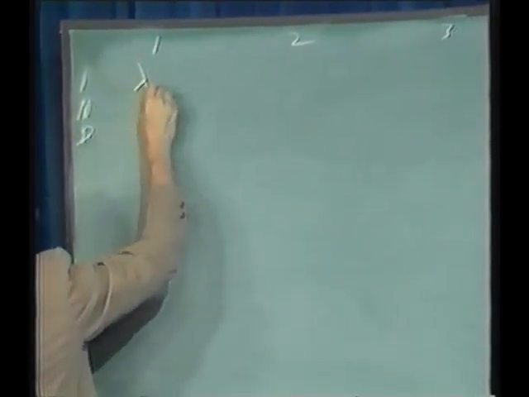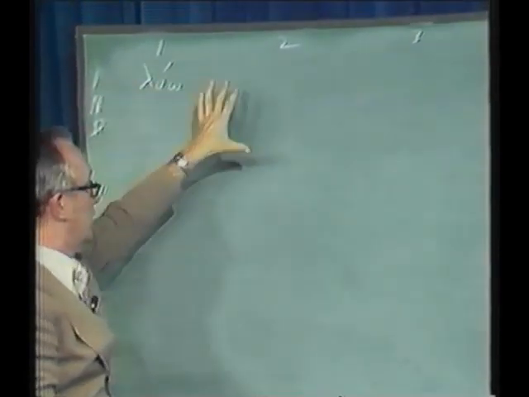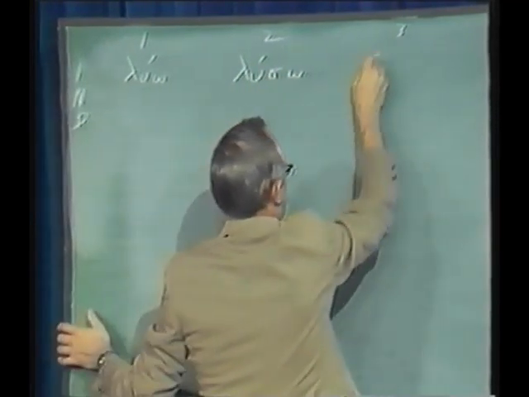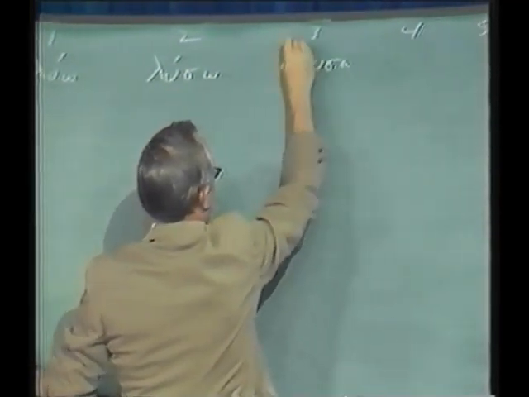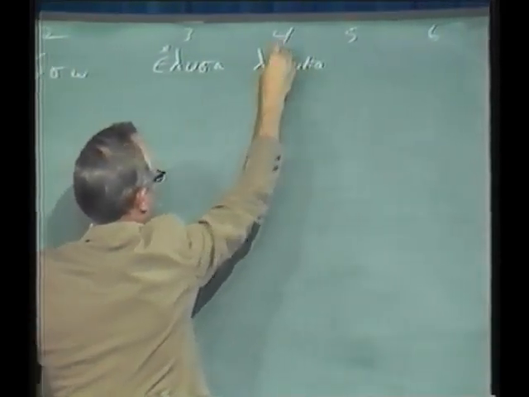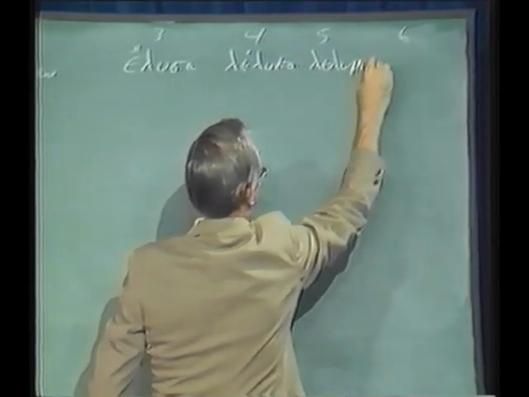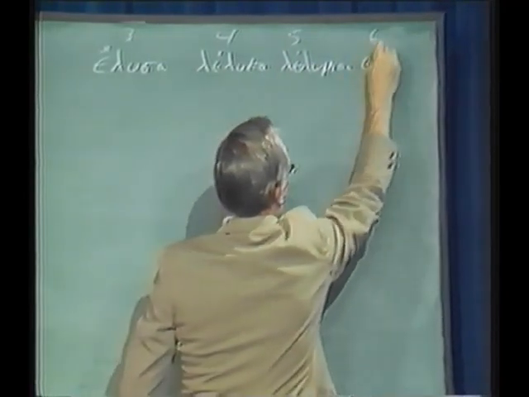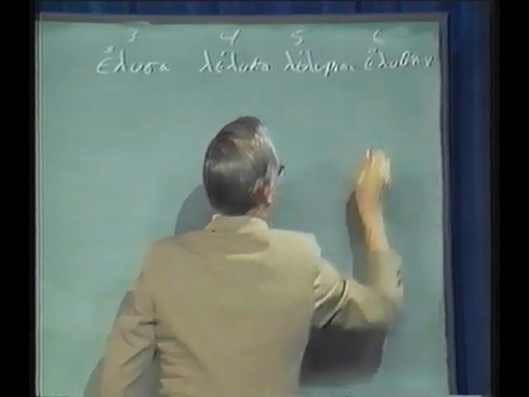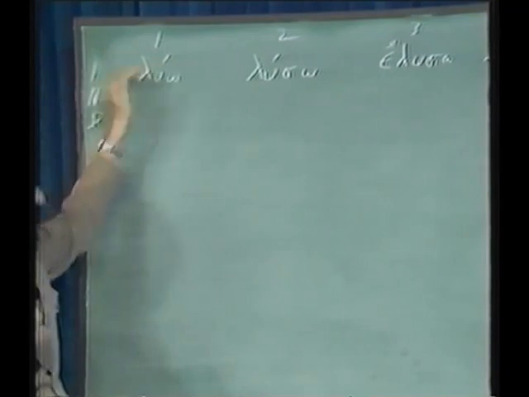We had Leo. Once I know the present tense Leo, and once I know it's a regular verb, then I can go on with Liso, Elisa, Lelika, Lelime, and Alethine. Now, these are the six principal parts. Because I know Leo is regular, I can do that.